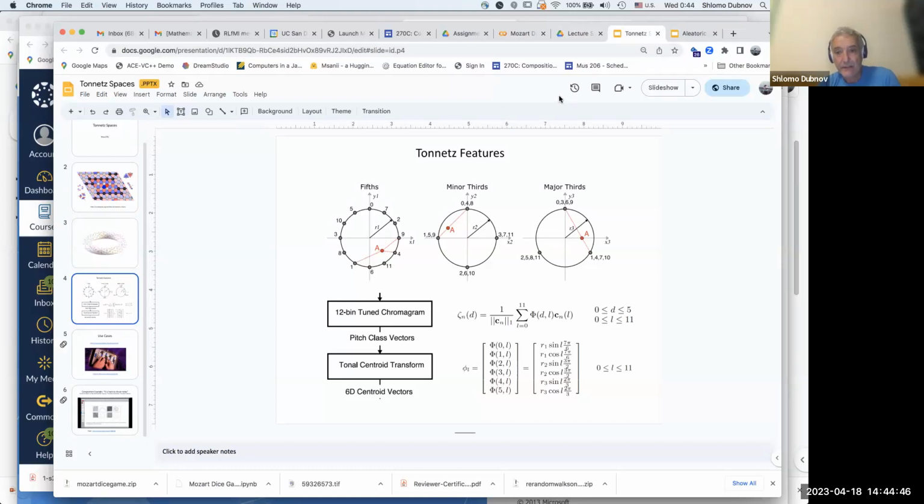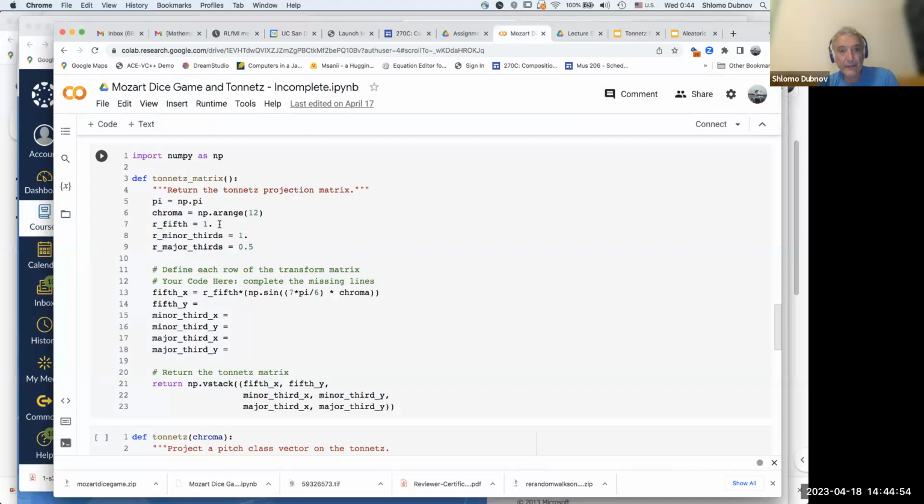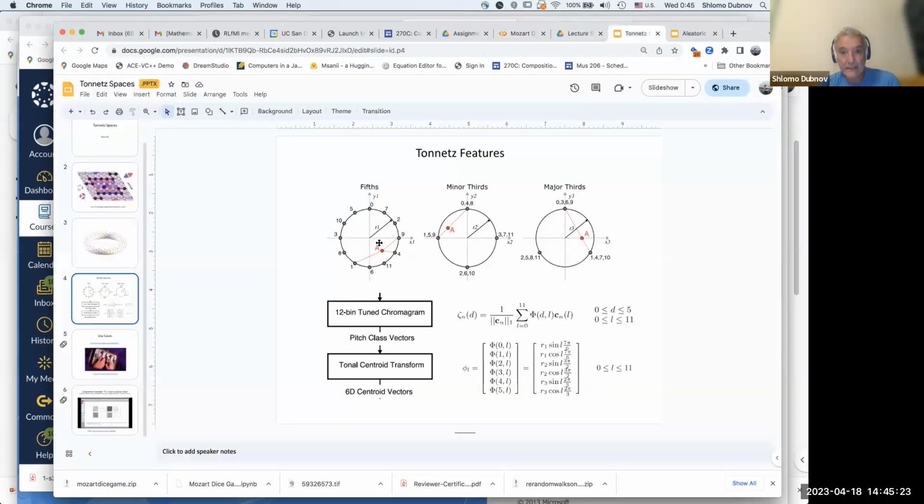In the original paper, if you remember, we looked at it last time, they use 1 for the fifth, 1 for the minor thirds, and 1/2 for the major thirds. Why do they do the scaling? We just use that paper's suggestion. There isn't a very deep justification why this is the correct one, but it scales these 6 parameters. So you have fifth x, fifth y, minor third x, minor third y. Again, fifth x is here, that's the x, and this is the y.